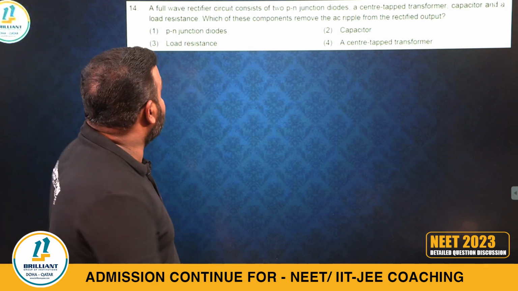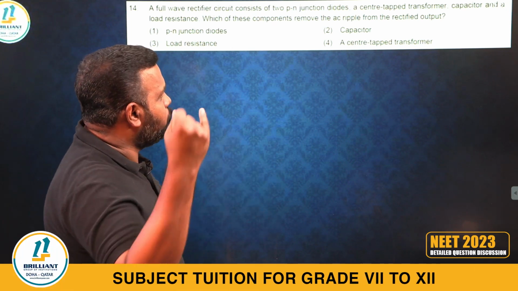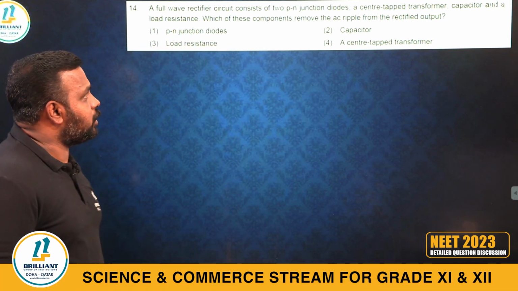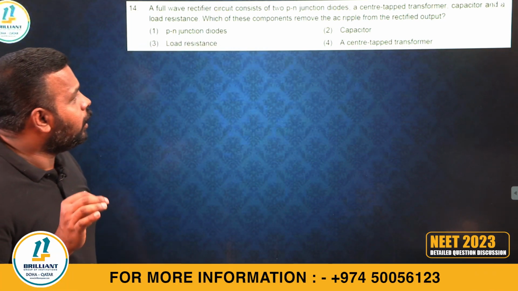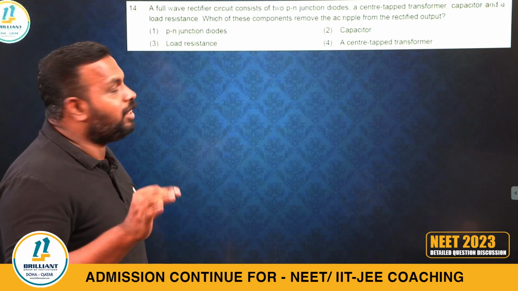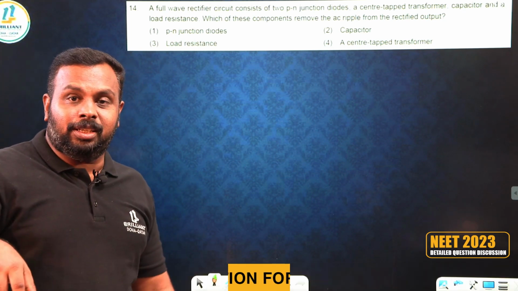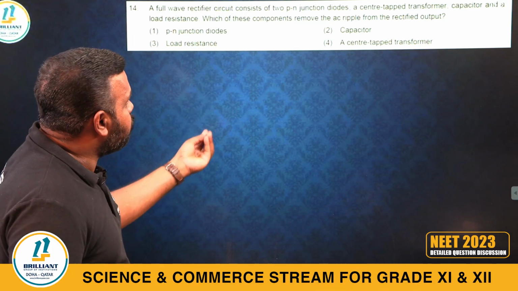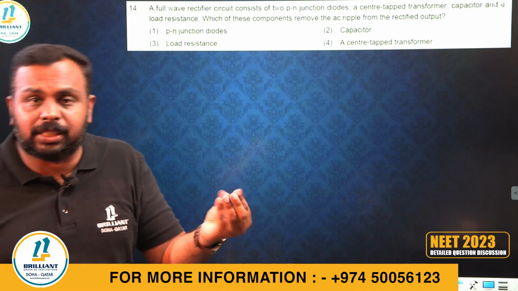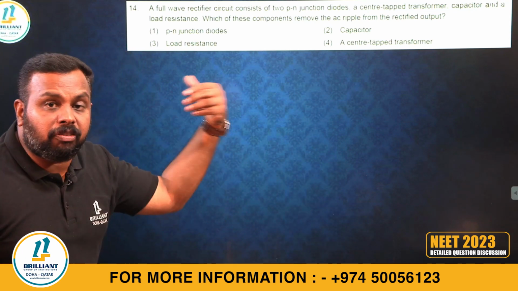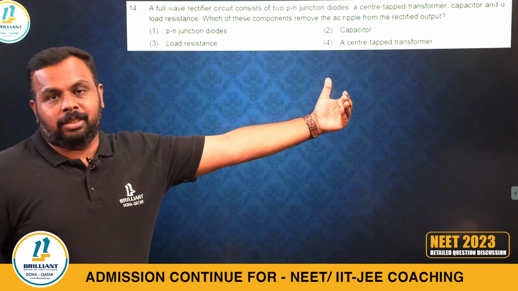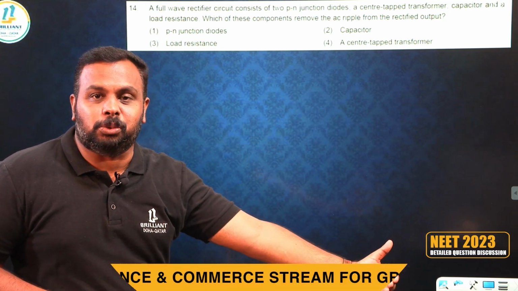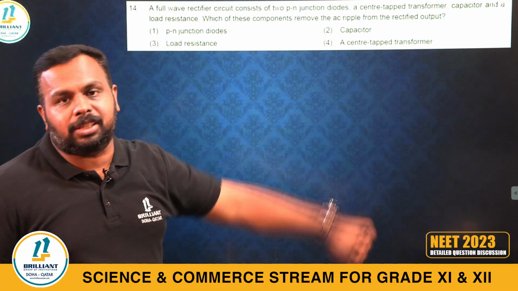A full wave rectifier circuit consists of two PN junction diodes, a center tap transformer, capacitor and load resistance. Which of these components remove the AC ripple from the rectified output? Rectified output means the rectification process is over. So you know that the purpose of the diode, center tap transformer, everything is in the rectification. So the rectified output is getting filtered. Removing ripple means filtering. That filtering is done by which circuit? You know that it is the capacitor filter circuit.